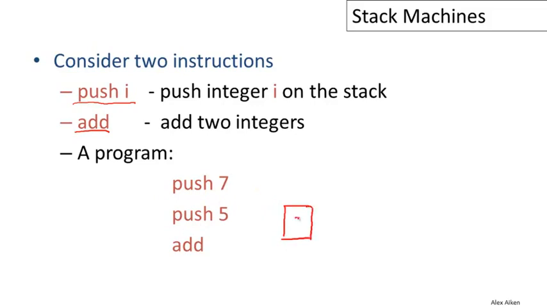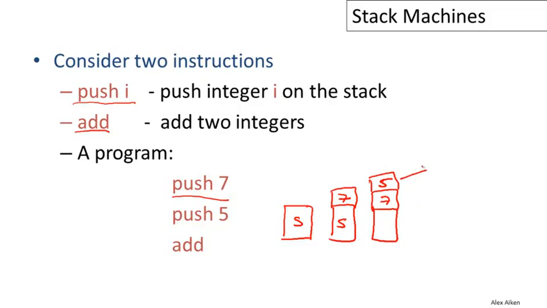We have our stack contents, and now the first instruction is to push 7. So we wind up with a 7 added to the stack, and now we push 5. In the next step, we'll have 5 and 7 on top of the stack. Then we'll perform the add, and that will pop these 2 elements off the stack, add them, and push the result back on. We'll wind up with 12 on the stack, and again, the original stack contents are preserved.